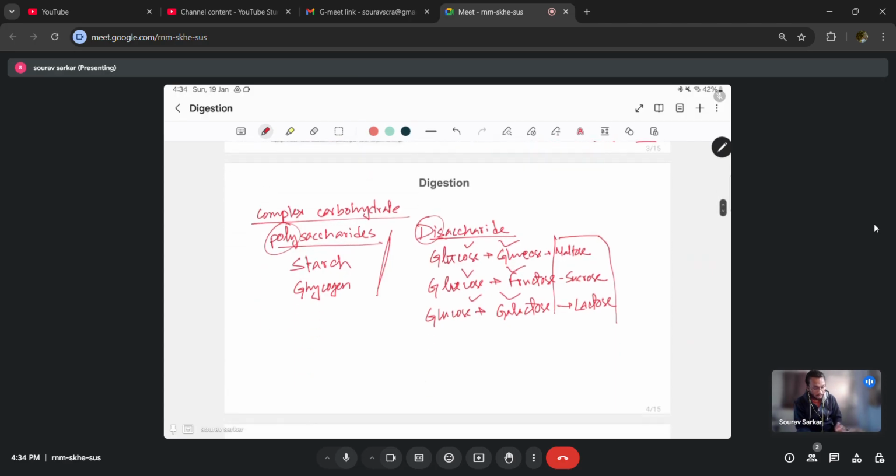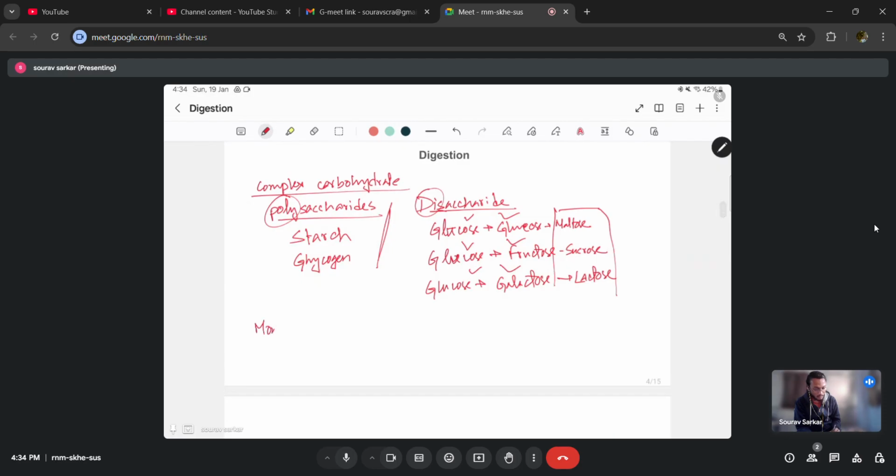Now the simple sugar is known as monosaccharide. Only one sugar molecule is there, just like glucose, fructose or galactose. So these are the simple sugars. From the complex carbohydrate, from the polysaccharide or the disaccharide, they will be broken down to monosaccharide with the help of digestive juices, or you can say enzymes.